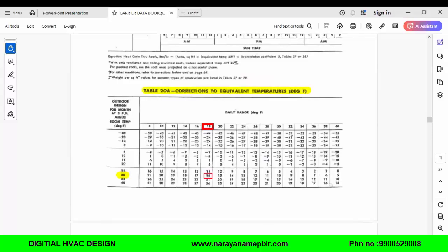In our case, daily range was 18 and temperature difference was 33. 33 is here in between and daily range is 18. So both fall in between here, 16 to 21. So almost 18 or something it will be. Right? 19. Clear? Can you see my screen?